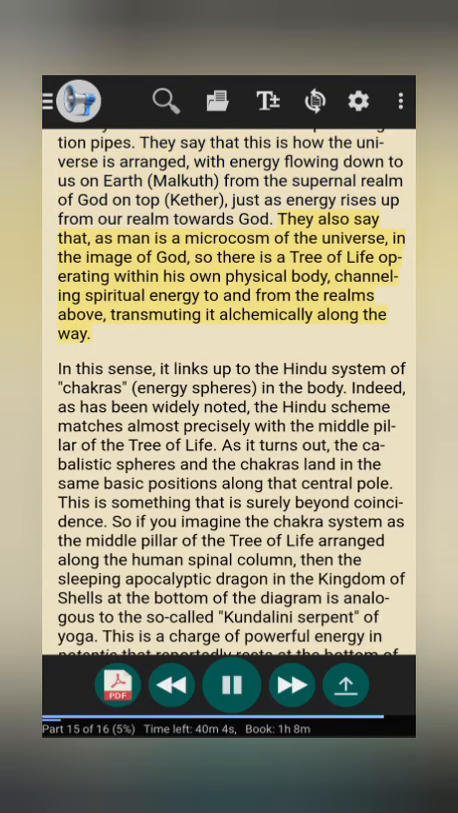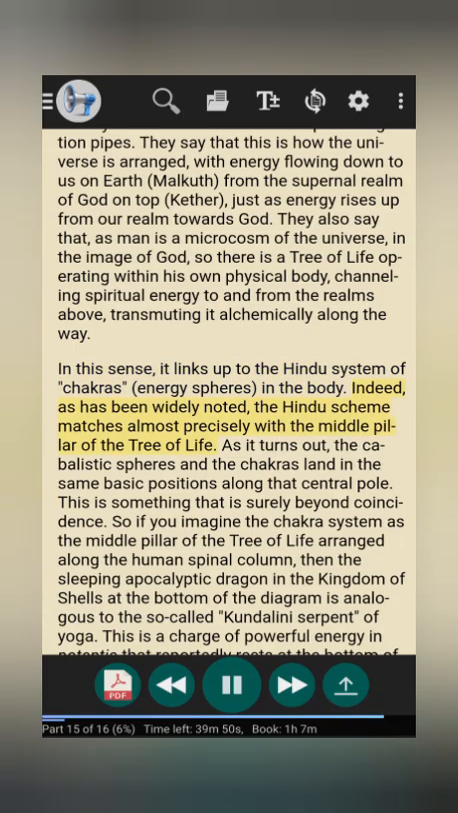They also say that, as man is a microcosm of the universe in the image of God, so there is a tree of life operating within his own physical body, channeling spiritual energy to and from the realms above, transmuting it alchemically along the way. In this sense, it links up to the Hindu system of chakras, energy spheres, in the body.